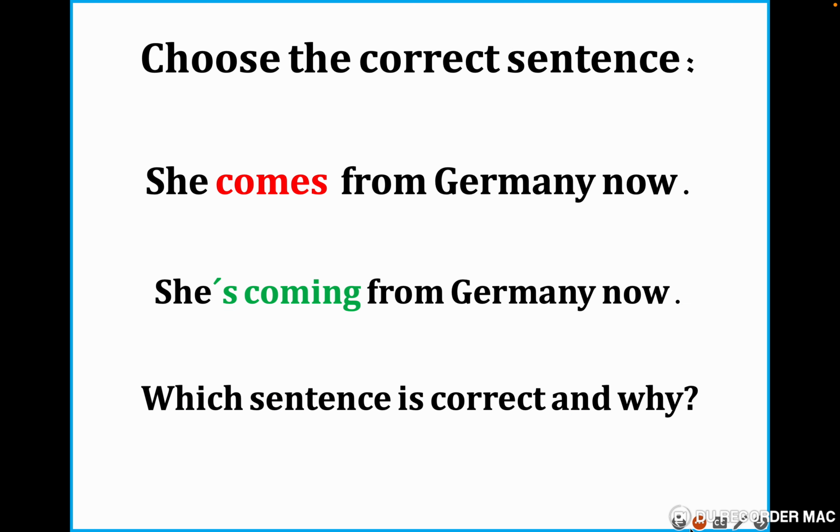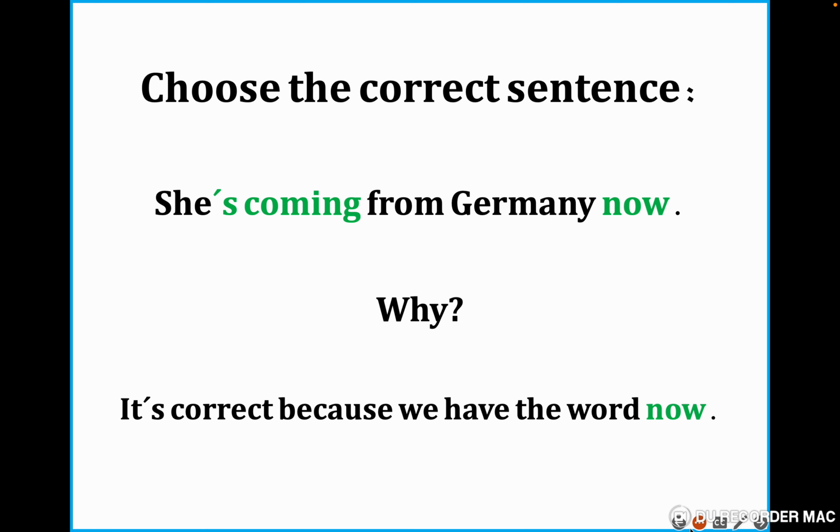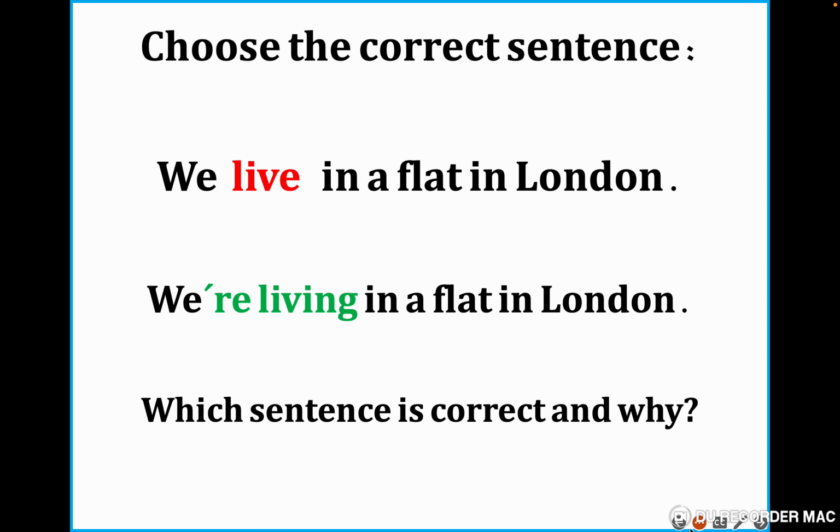Let's see now the same sentence but in a different way. She comes from Germany now. She's coming from Germany now. Which one is correct? We have the word now. So with the word now, we use present simple or present continuous. Let's see the answer. So the correct answer is she's coming from Germany now. It's correct because we have the word now. Now she is coming from Germany. Let's continue.